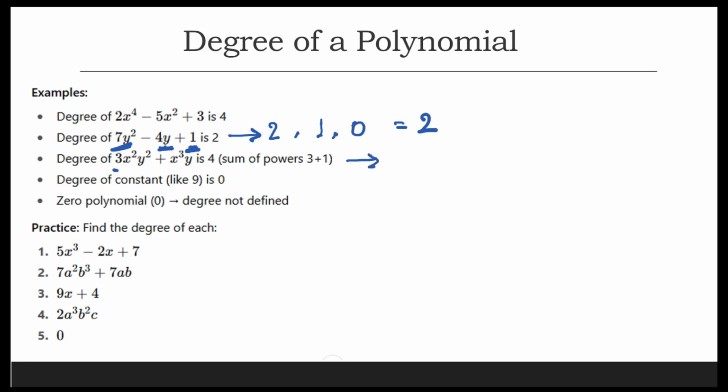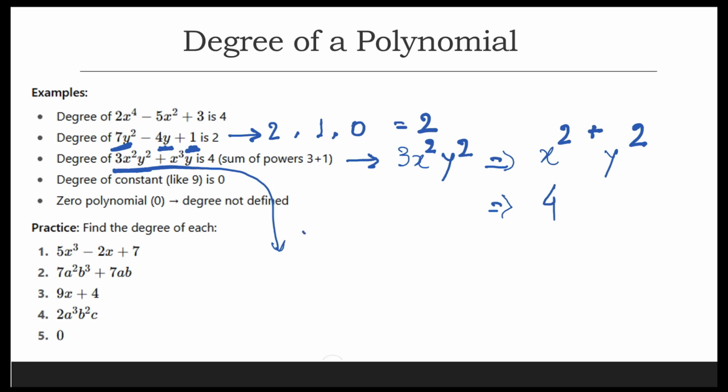This is the first one. When we talk about the highest power of a variable, we have to add the powers of all the variables. So 3x square y square. In this case, x to the power 2, y to the power 2. There are two variables. We'll add these two powers. So 2 plus 2 is 4. In this particular case, 3x square y square, the degree of this term is 4.